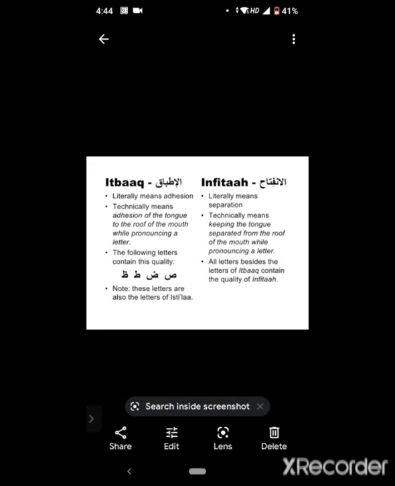Technically, infitah means keeping the tongue separated from the roof of the mouth while pronouncing a letter. All letters besides the letters of itbaq contain the quality of infitah. So whichever letters are left after taking out sad, dad, ta, dha, those are the letters of infitah.